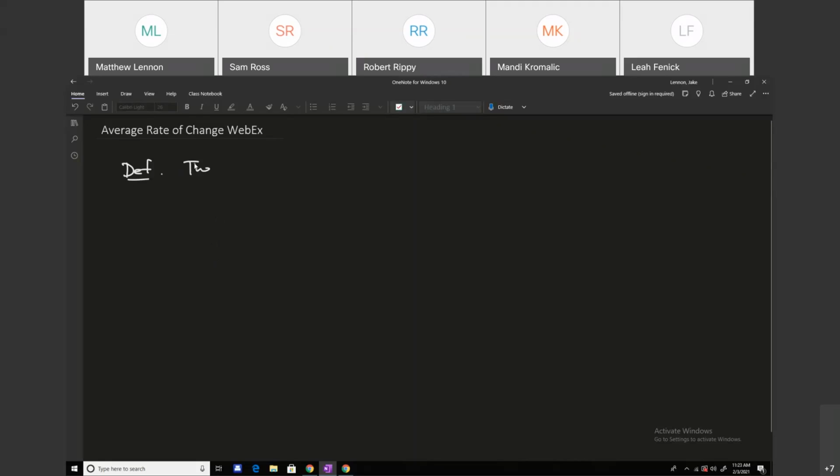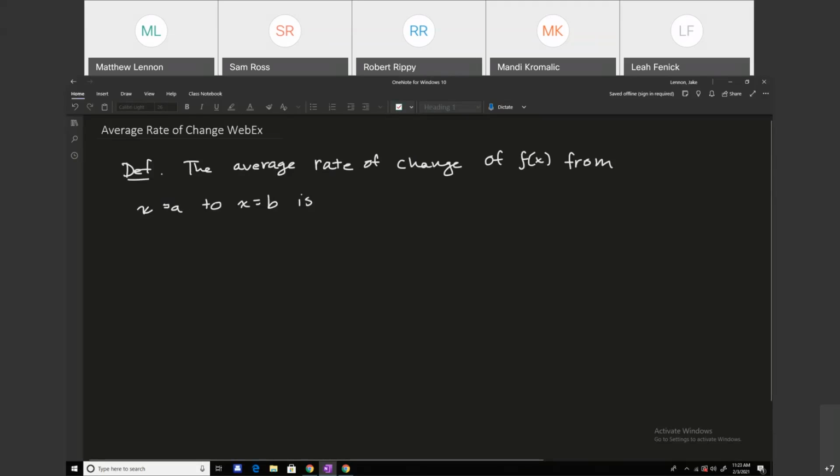So the average rate of change of f of x from x equals a to x equals b is given by, and sometimes I'll just abbreviate it ARC like this, f of b minus f of a over b minus a, which is essentially just the slope formula. You're changing y over you're changing x.